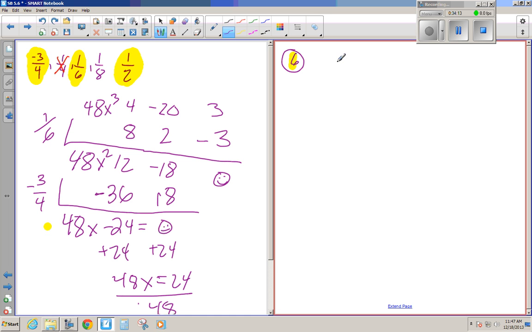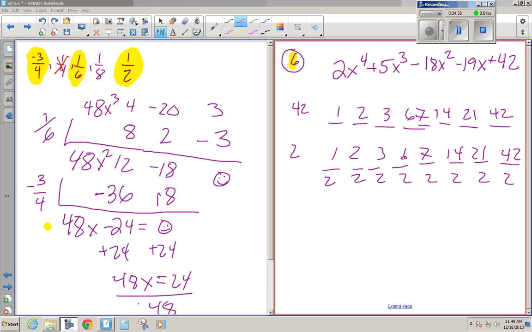So number 6, we have to find all of the zeros for 2x to the 4th plus 5x cubed minus 18x squared minus 19x plus 42. So again, you should pause the video, come up with all the possible zeros. So you have all these possibles, right? This is over 1. And don't forget the plus or minus. So these are all the possible zeros.